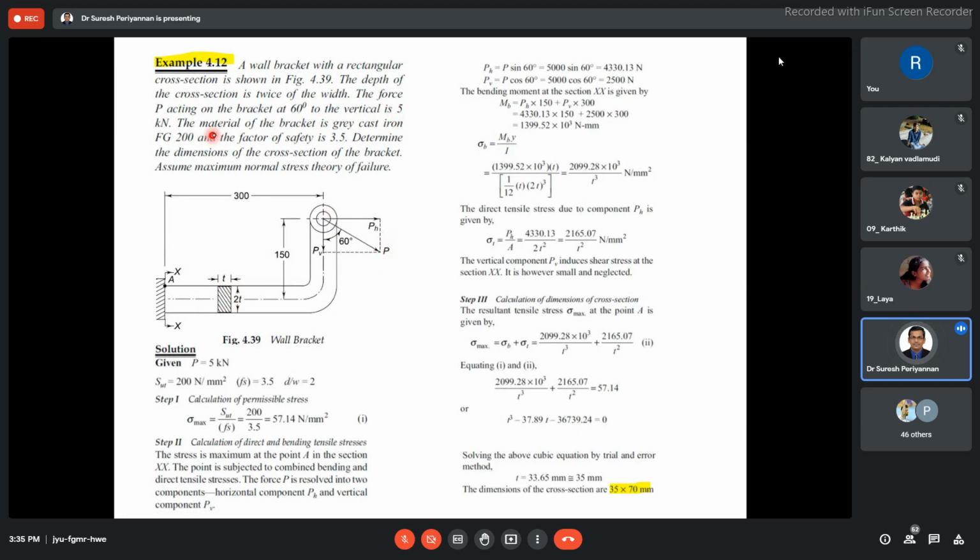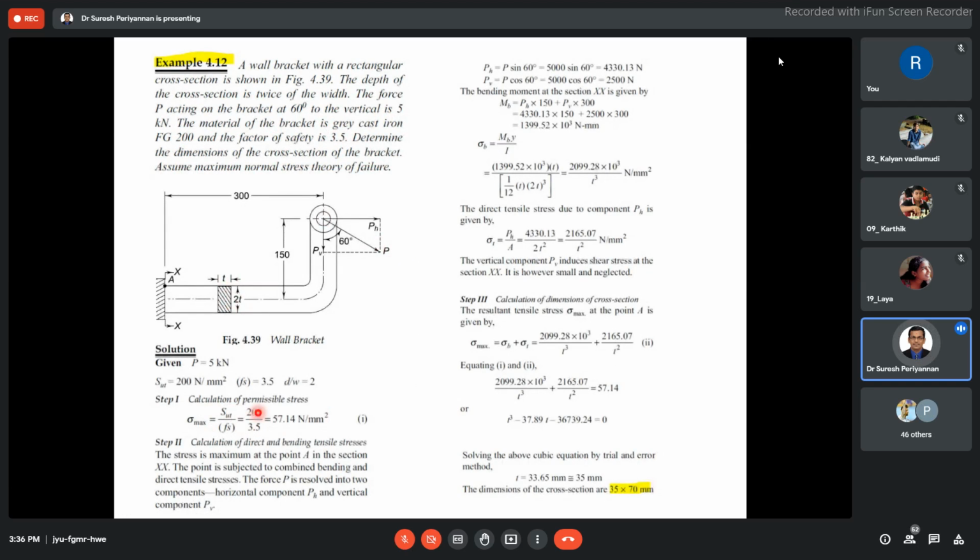The material of the bracket is gray cast iron FG 200, so the yield strength is 200 Newton per mm squared, and the factor of safety given is 3.5. Determine the dimensions of the cross section of the bracket. Assume the maximum normal stress theory. They have clearly given maximum normal stress theory in this problem. Now come to this problem. We already know, 200 divided by 3.5, that is our sigma max. This is the permissible stress.